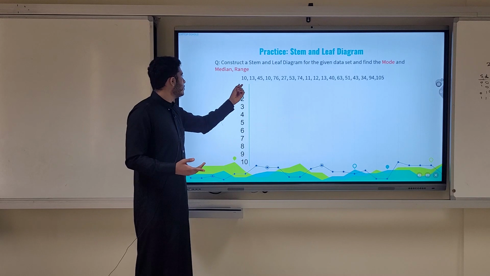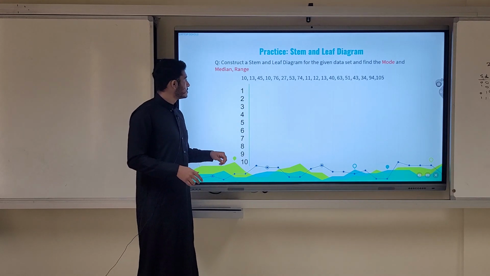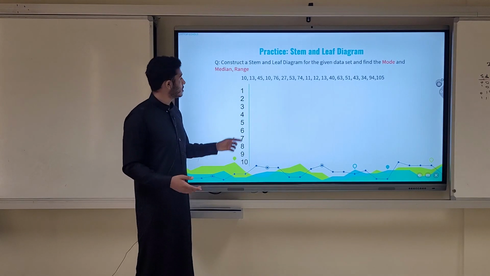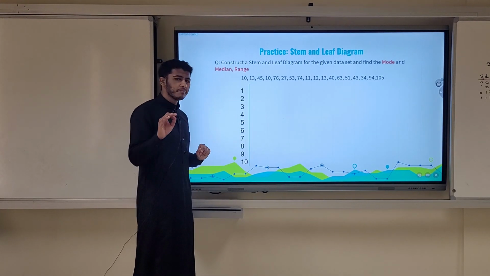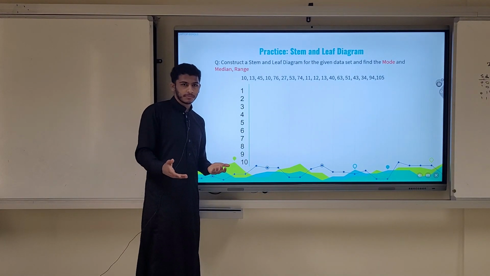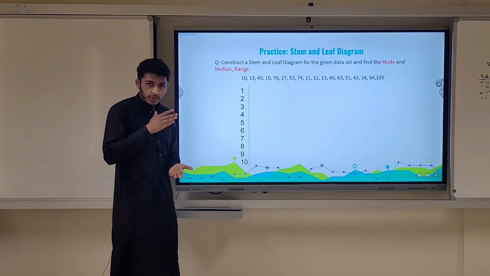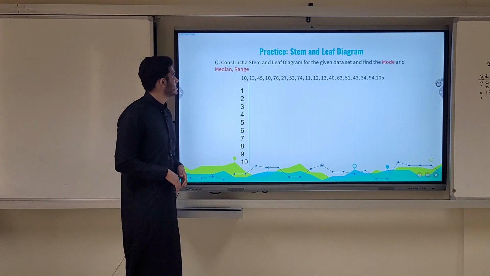So we have to take the leaf of it and we put it here. Another example might be 13. Same thing goes into the 10 also, the first row here, and we put the 3 here. But bear in mind that we need to arrange them in an ascending order. So we get to the lowest values first, then we go up to the highest values then.